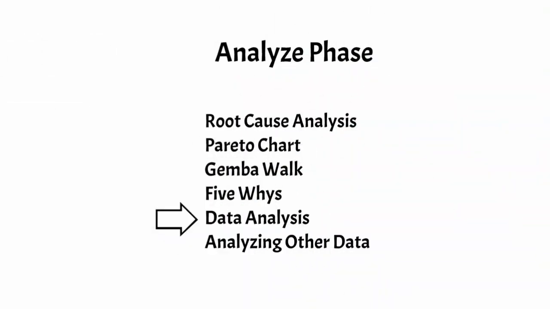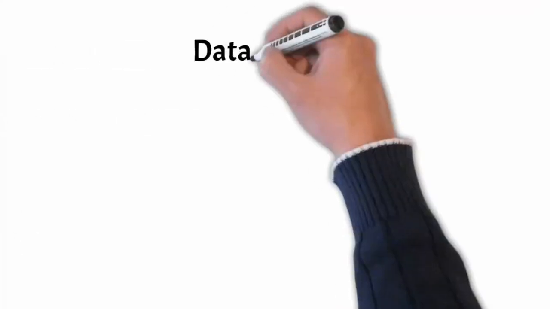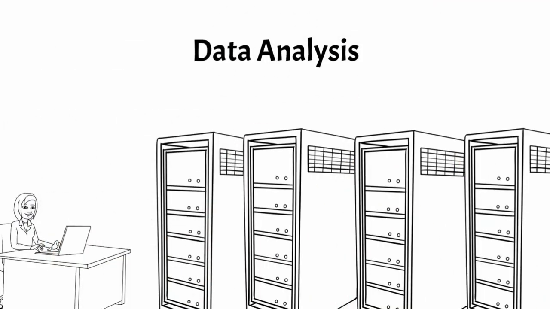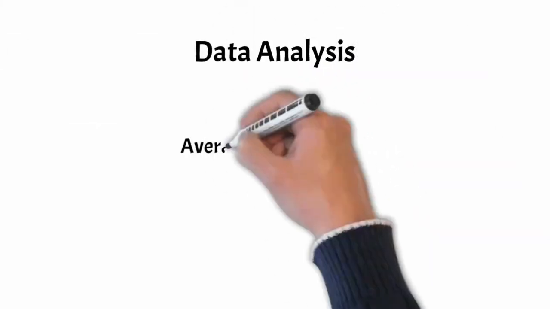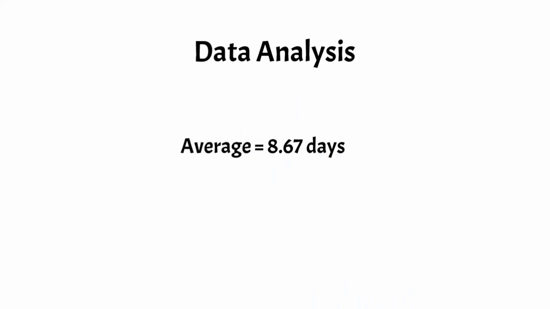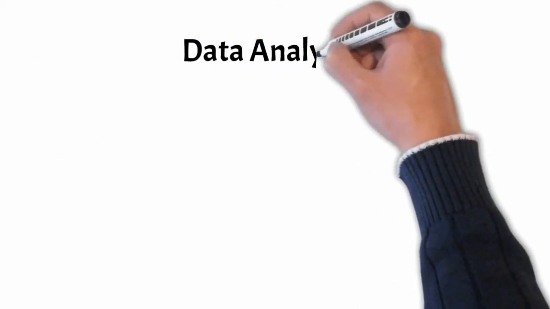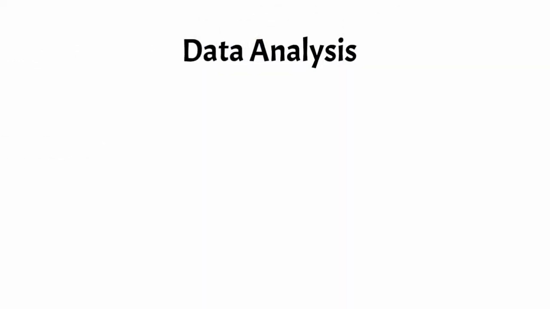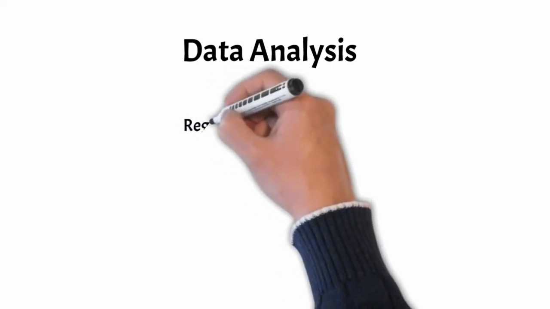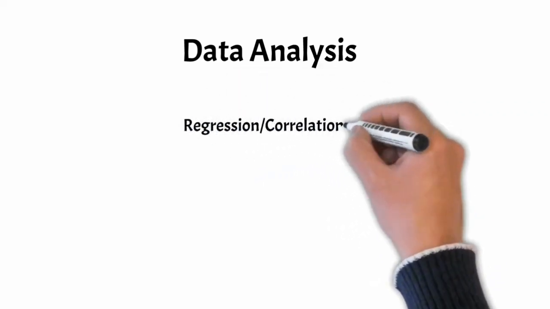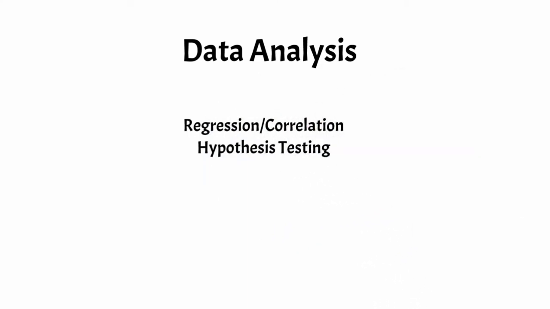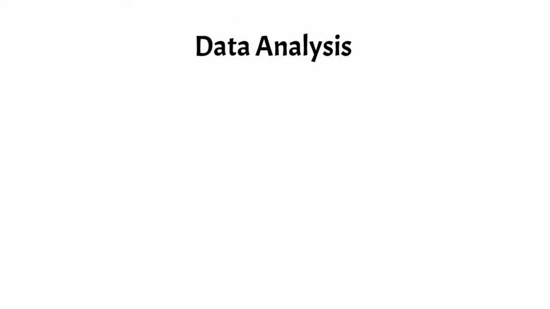Data analysis. Data is important, but raw data is not enough. It needs to be analyzed in a systematic way, which often requires the use of statistics. So we might, for example, compute the average fulfillment times reported previously. That average is 8.67 days. It represents the central tendency of the data. We can also use more advanced statistical analysis, such as regression, correlation, or hypothesis testing, to learn more about the data. Data is also critical for comparing old and new ways.